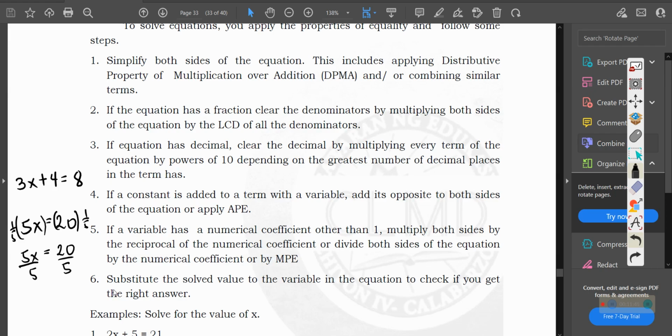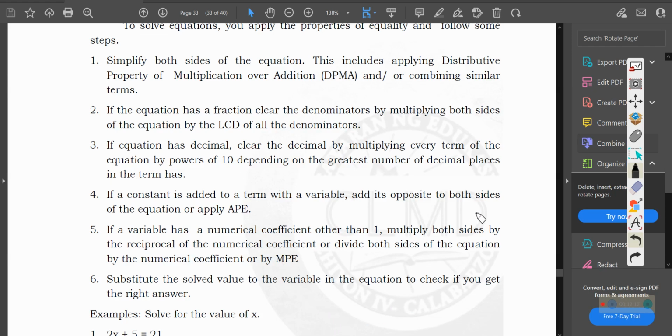Next, substitute the solved value to the variable in the equation to check if you get the right answer. So, yung last part naman or step is for checking na lang. Syempre, you have to check your answer din. Huwag nyo nang antayin na makita ng teacher na may mali kayong ginawa or may kulang. Kayo na mismo yung mag-initiate na mag-check kung tama yung nakuha nyong value. So, that is by substitution property. Isa-substitute nyo lang yung nakuha nyong value dun sa original na equation.